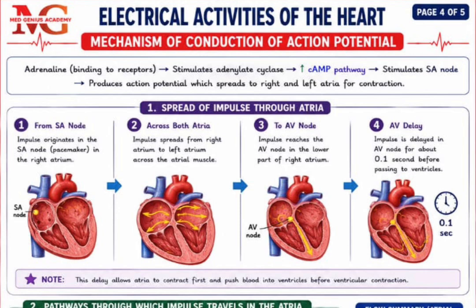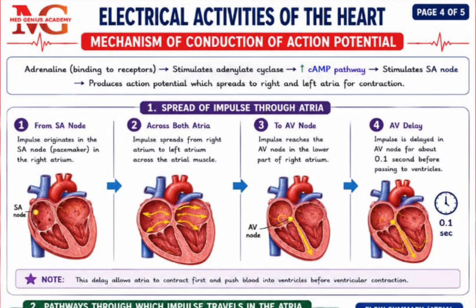So again, what happens? Adrenaline binds to the beta 1 receptor. When adrenaline, which we also call epinephrine, binds to the beta 1 receptor, what happens? Now it stimulates adenylate cyclase, and adenylate cyclase increases cyclic AMP. Again, adrenaline or epinephrine binds to the beta 1 receptor on the SA node, it stimulates adenylate cyclase, and adenylate cyclase increases cyclic AMP. So when you increase cyclic AMP, it opens the ion gated channels.